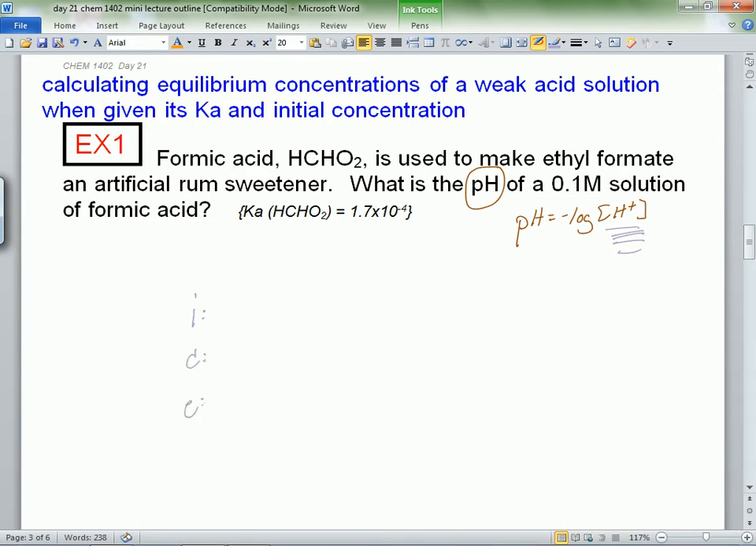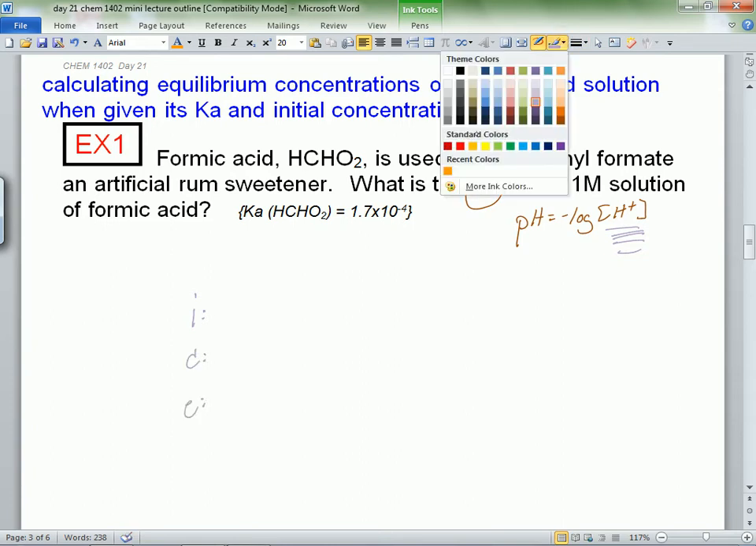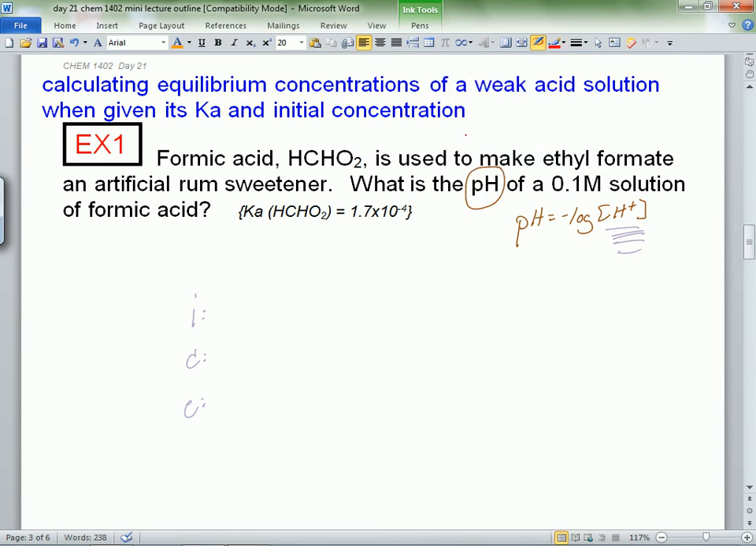But we're going to do ICE of what reaction? What reaction? Yeah, that HCHO2 going to H plus and its conjugate base. The Ka reaction. And there's a lot of different ways you can describe it. You can say the Ka reaction. That's how I like to say it because that's the equilibrium constant that corresponds to it. The Ka reaction, the dissociation reaction, the acid ionization reaction. There's a lot of different ways to say the same thing.